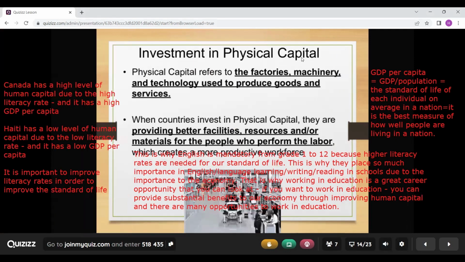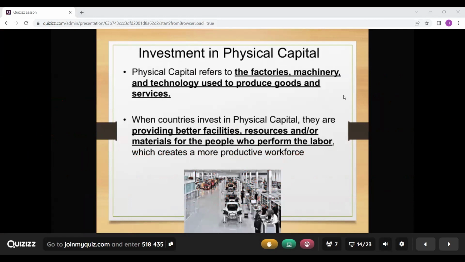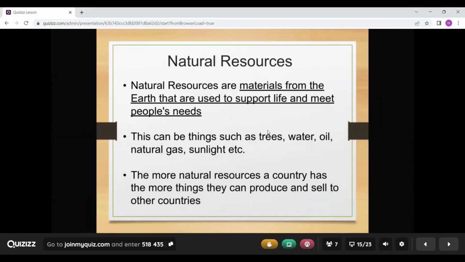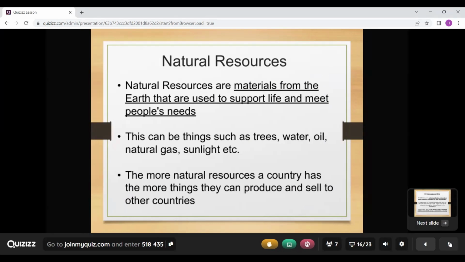So investment in human capital is investment in physical capital. Physical capital is the factories, machinery, and technology used to produce goods and services. Physical capital allows for providing better facilities, resources, and materials for people who perform the labor. This allows for a more productive workforce. Natural resources are materials from Earth that are used to support life and people's needs. That includes trees, water, oil, natural gas, sunlight, etc. So the more natural resources a country has, the more things they can produce and sell to other countries.